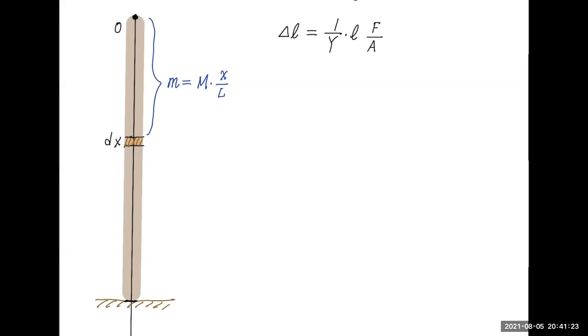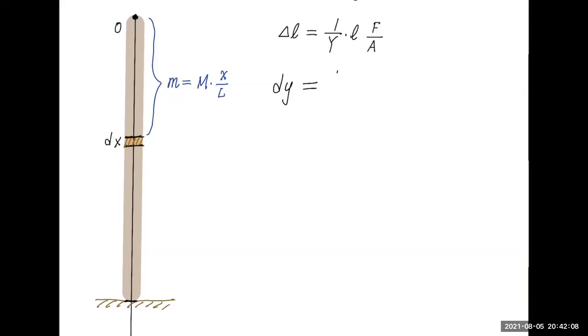You want to know how much compression this piece would be under the weight above it, which it has to support. Now in general, the amount of compression or elongation under a certain amount of stress is delta L equal to 1 over Y times L times F over A. L is the original length, delta L is the length change due to the stress. In our case, for this little segment, the original length is actually dx, and the amount of compression for this little piece we call dy. So what is dy equal to? Well, dy is the delta L in the generic formula.